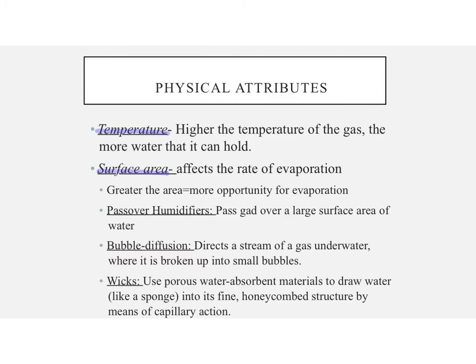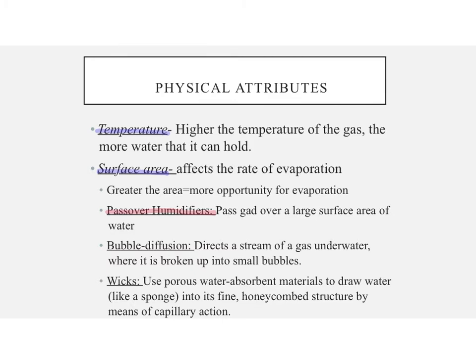It's going to have to go over more water. So as that water is evaporating into the gas, it's going to pick up more humidity. So you have passover humidifiers, bubble diffusion, and wicks. So these are all going to vary on surface area. So passover humidifiers pass gas over a large surface area of water.